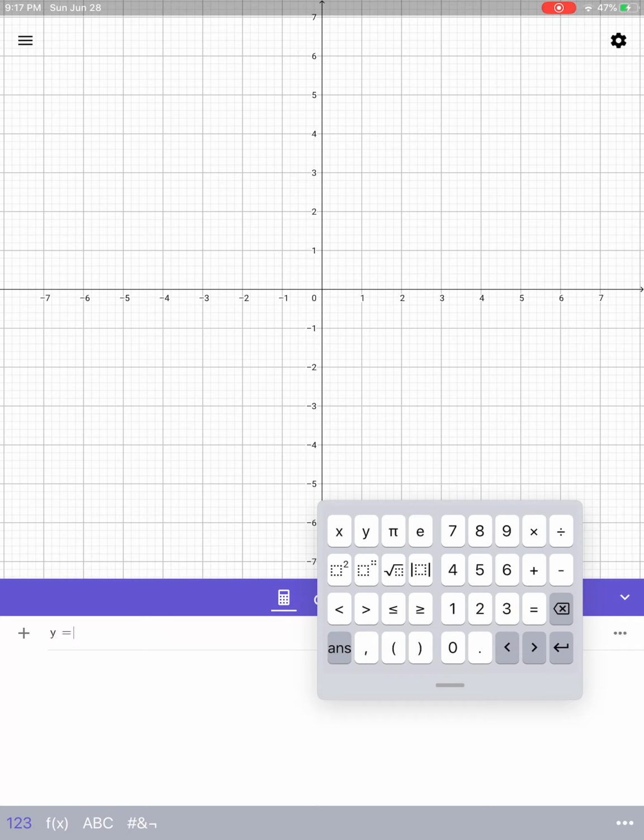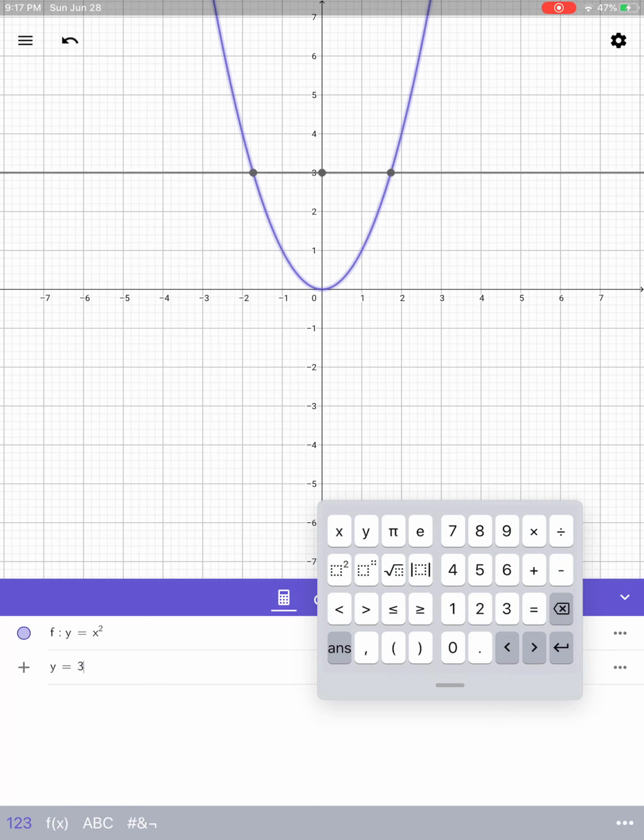So our original graph is y is equal to x square. It is a parabola that is colored with purple. Now I will do the stretching. So y is equal to 3x square.